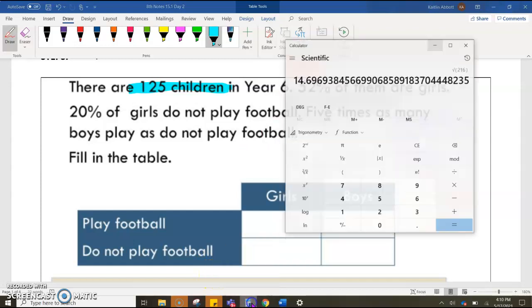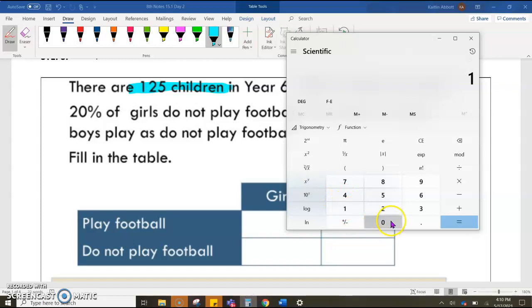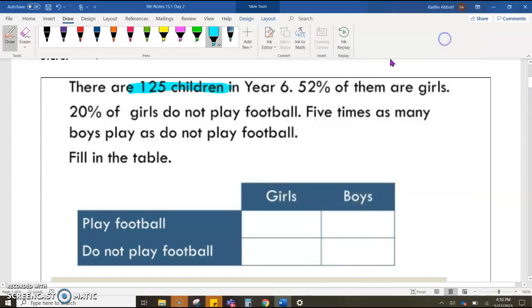It always adds up to 100. So if I have 100, and I'm going to take away that 52 because that's how many girls there are, 52%, that leaves 48. So that means 48% are boys.